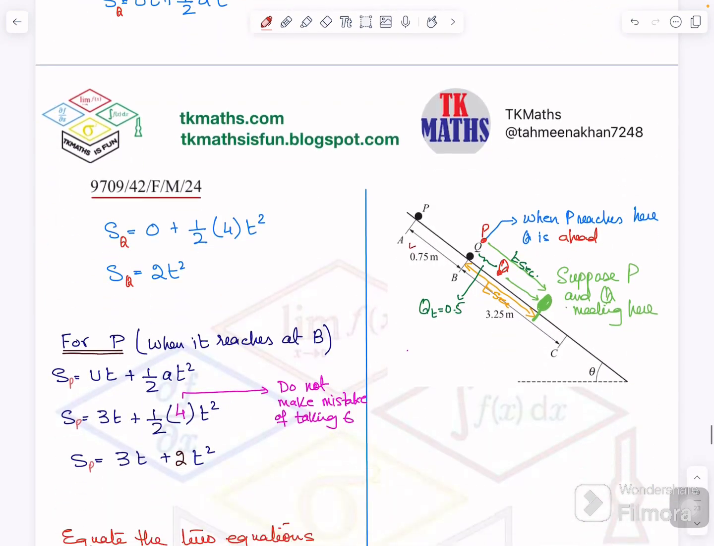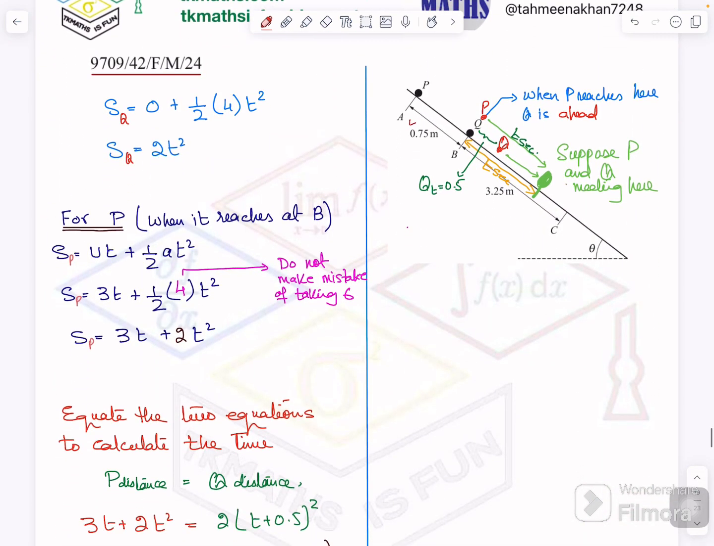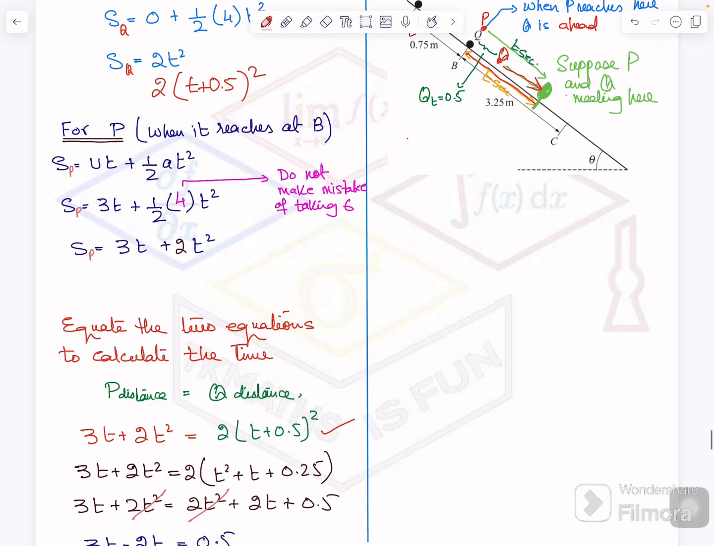Then you can see here, I would like to say one thing. It should be t plus 0.5 squared. I have taken this value into consideration here, but it's better to write it here as well, because you're taking this time as t second. So what will be the time for Q? That is the purpose behind it. For more explanation, you can look at the link in the description below.